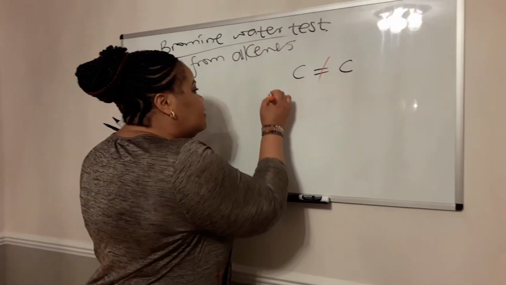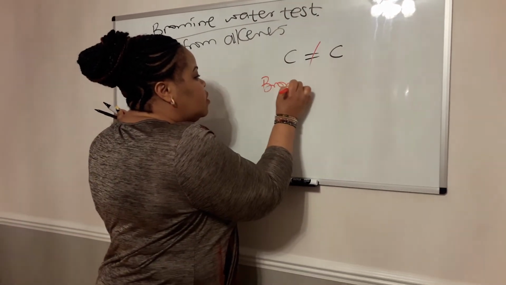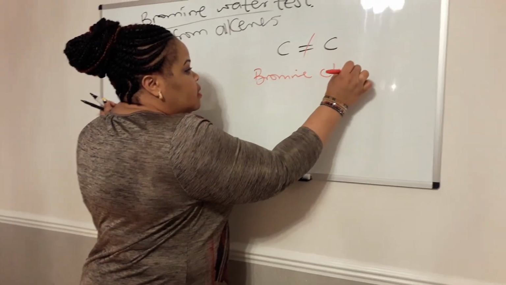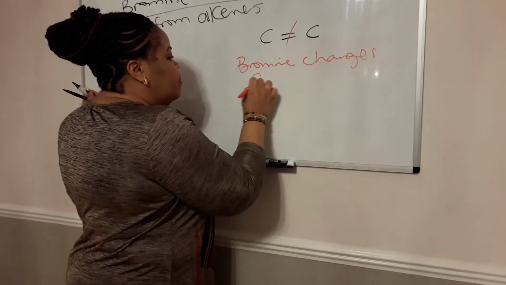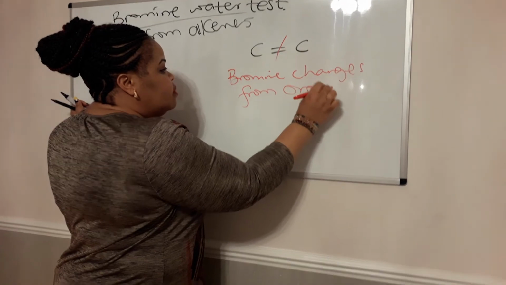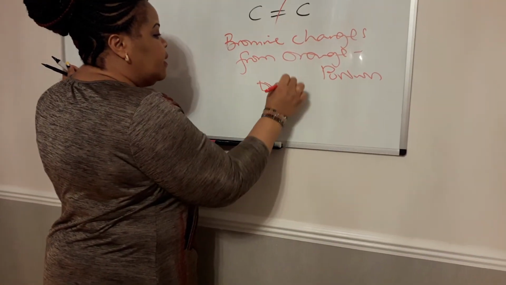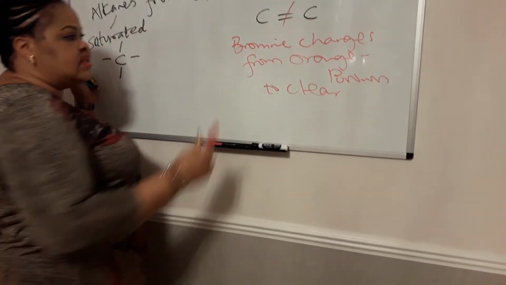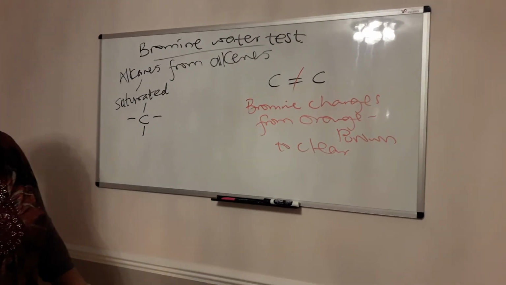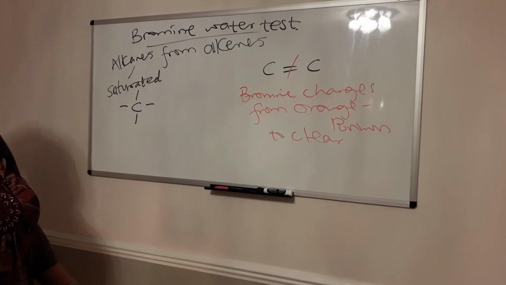But with alkenes, the bromine water changes from orange-brown color to clear. That is a test that differentiates alkenes from alkanes.